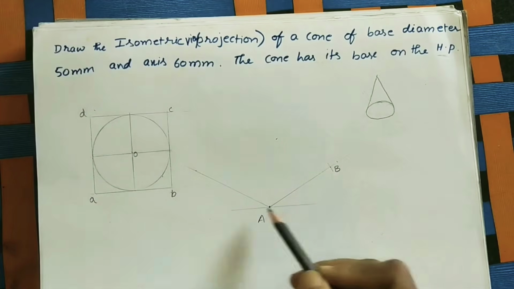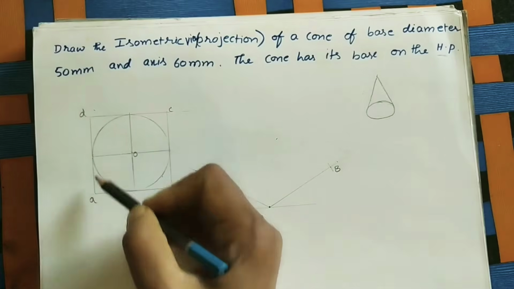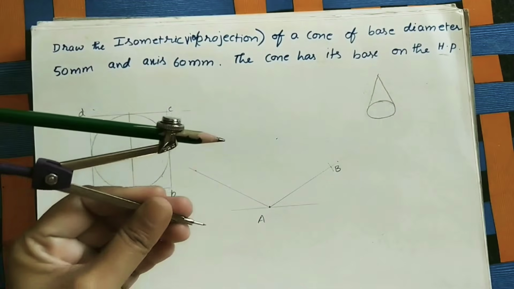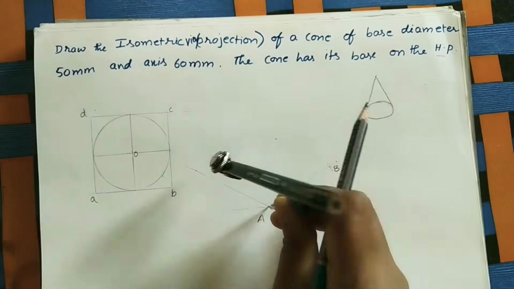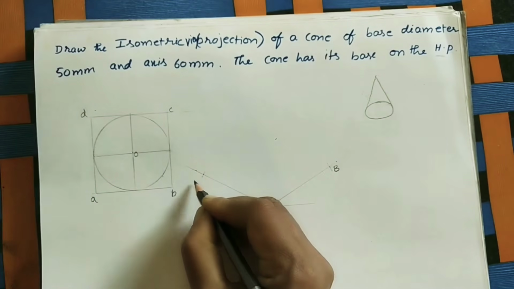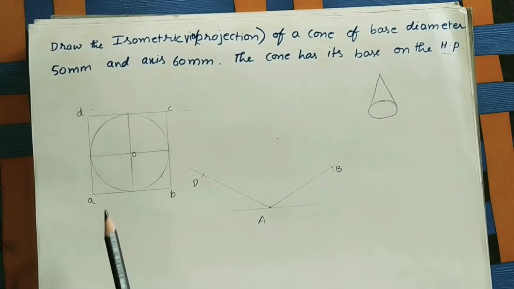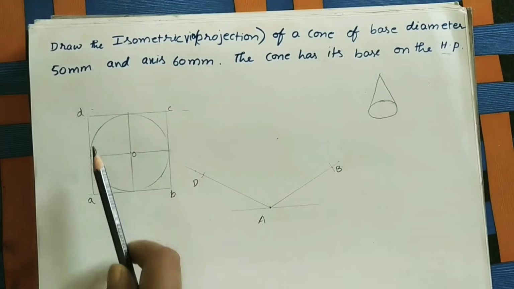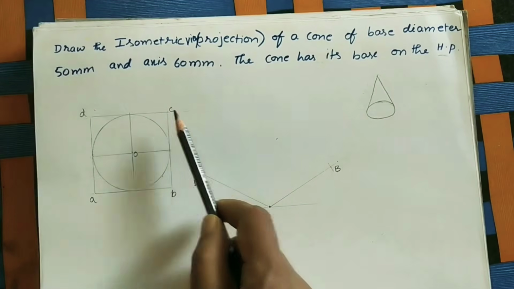One side is AB, the other side is AD length. It is also the diameter of the circle, already we took by using the compass. Mark that length this side. Now the intersection point is D point. Here we have marked A point, B point and D point. After that mark the C point here.